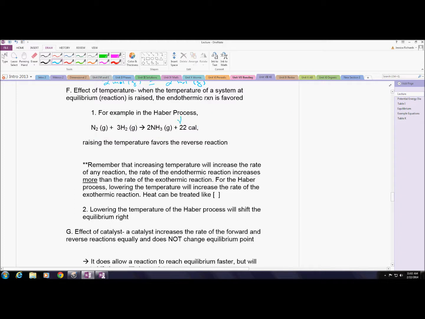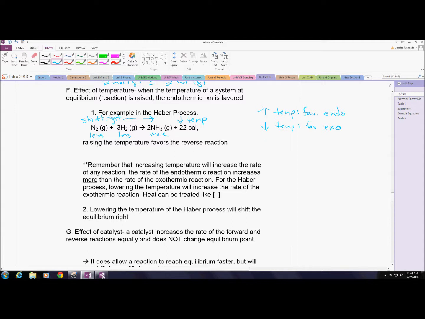If I cool the system, if I decrease the temperature, remove heat, cool it, this particular equation is going to shift then to the right, because it's going to try to replace the heat that we've taken out, which means that there will be less nitrogen and less hydrogen and more of the ammonia. Increasing the temperature favors the endothermic reaction because it's going to try and cool the system off, and decreasing the temperature favors the exothermic reaction because it's trying to make or release more heat to return the temperature back to where it was.